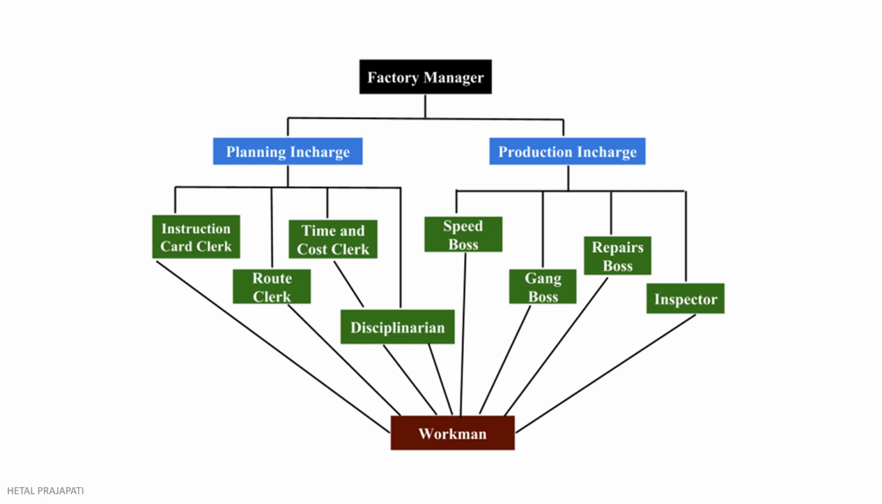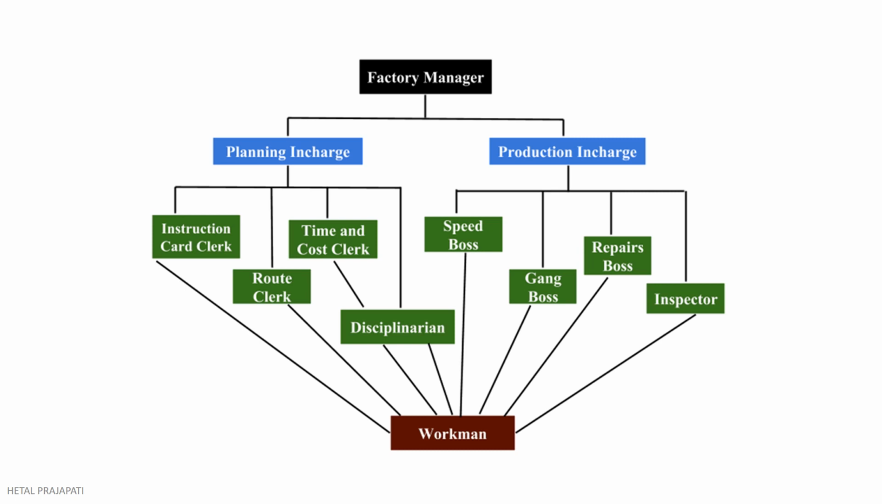Now let's go to the second part, that is the production part, which is handled by the speed boss. The main function of the speed boss is to ensure that all the workers are performing their work at the required or expected speed. If it is not so, the speed boss tries to find out the cause of slow speed and hence a solution for it.